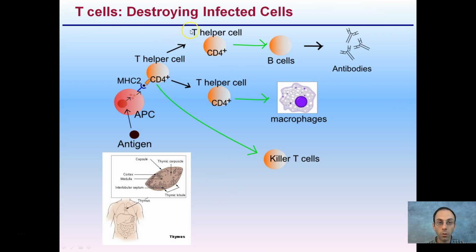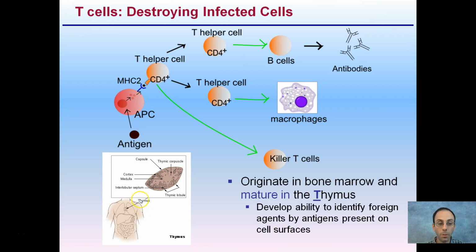Lastly, our T cells are destroying infected cells, and they mature in the thymus. A way to help you remember that is they originate in the bone marrow, but they mature in the thymus. So T cells, thymus, T and T connect. They develop the ability to identify foreign agents by antigens presented on the cell surface. So we see our antigen presenting complex here, we have our recognition site, and we have our T cells being involved in destroying infected cells, which is very important to the proper functioning of the immune system.